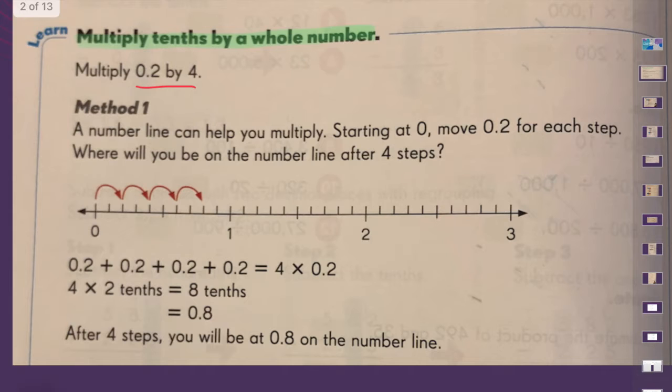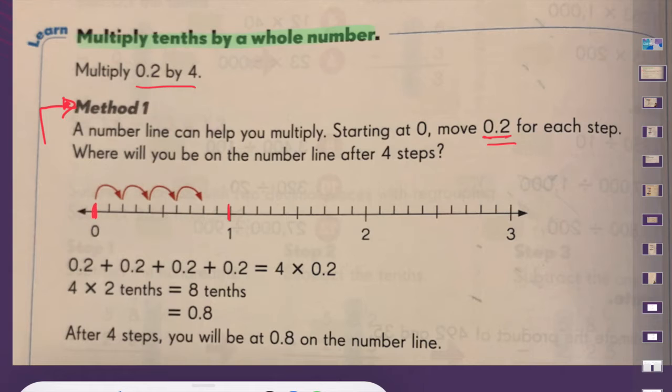So there's lots of different ways we can think about that, but the first way we're going to think about this is using a number line. So if we were to start at 0 and move 2/10 for each step, we would land where on the number line after those 4 steps? Well, we can see between 0 and 1, we've divided it into 10 equal parts. Let's just count that so you can see. So here's 1, 2, 3, 4, 5, 6, 7, 8, 9, 10.